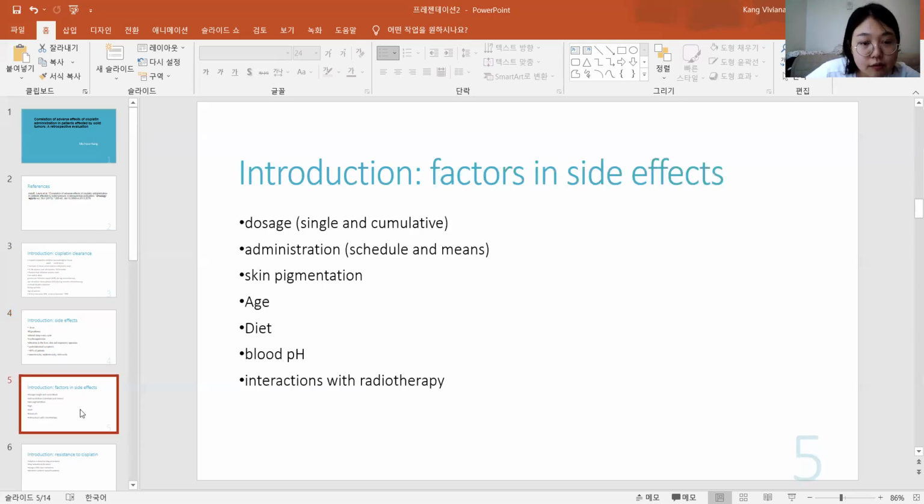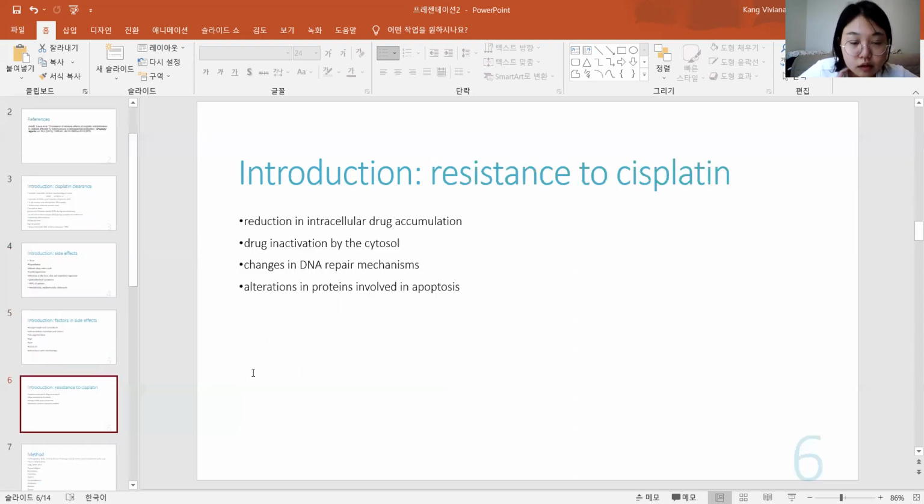And there are several factors in side effects: dosage, administration, skin pigmentation, age, diet, blood pH, and interactions with radiotherapy. Also, patients repeatedly exposed to cisplatin show resistance to it through several mechanisms, which include the reduction in intracellular drug accumulation, drug inactivation by the cytosol, changes in DNA repair mechanisms, and alterations in proteins involved in apoptosis.